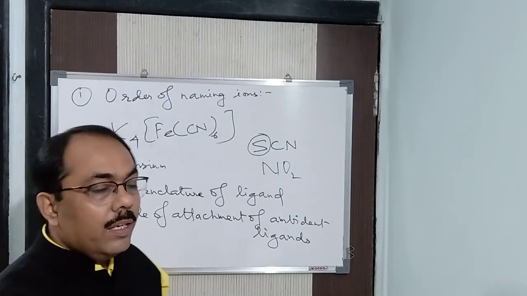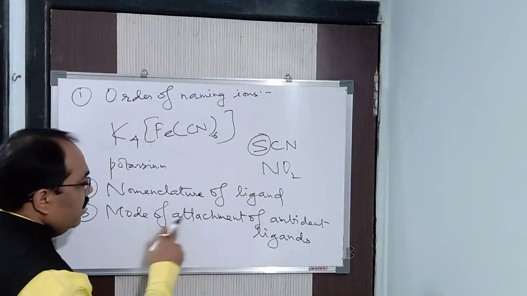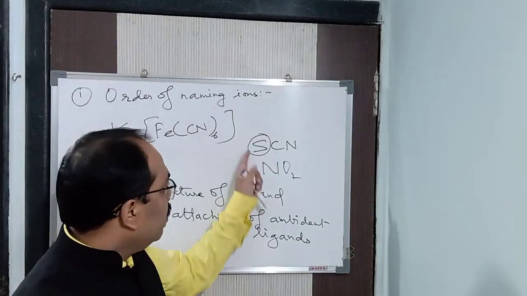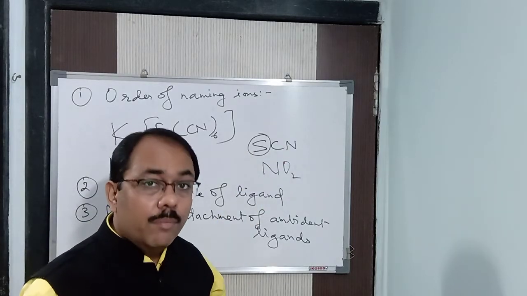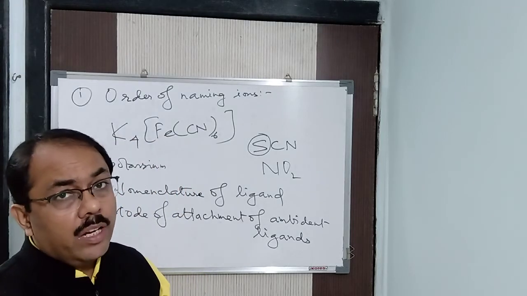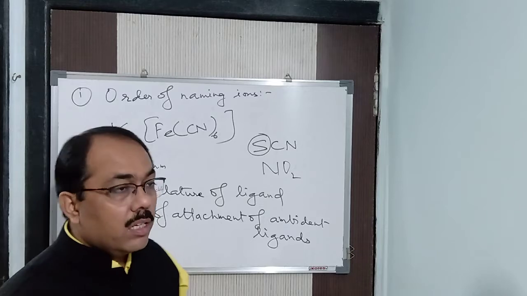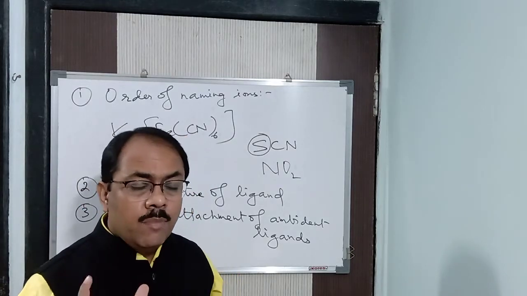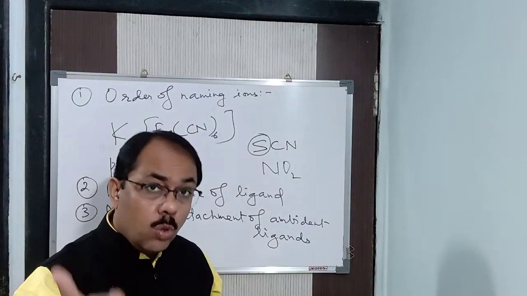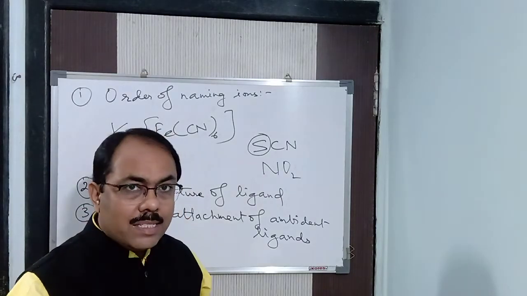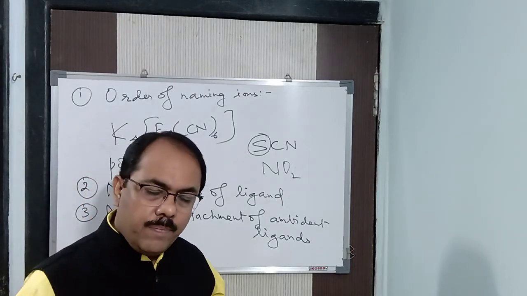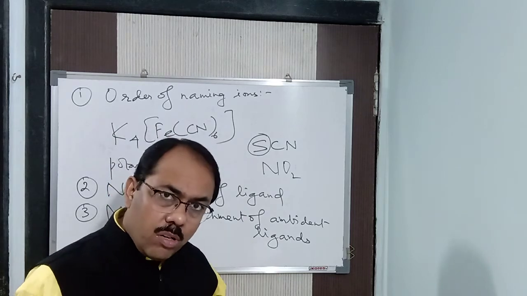Now, next is the naming. What you need to understand is the mode of attachment of the ambident ligands. If SCN is attached by sulfur, what should be the name? If it is attached by nitrogen, how should I name it? Listen. What is the name of SCN? SCN is thiocyanate. So it will become thiocyanato. You know that the e becomes o.